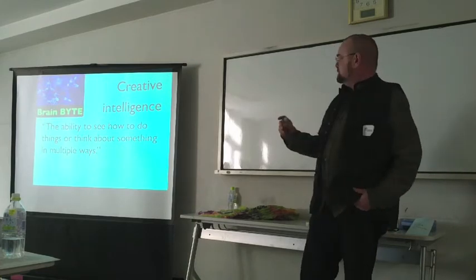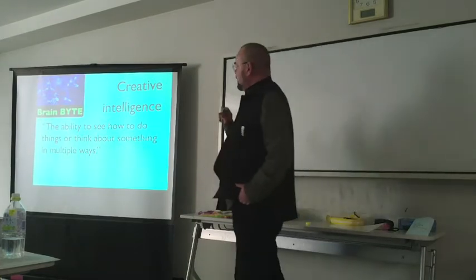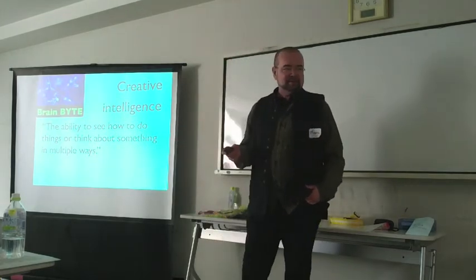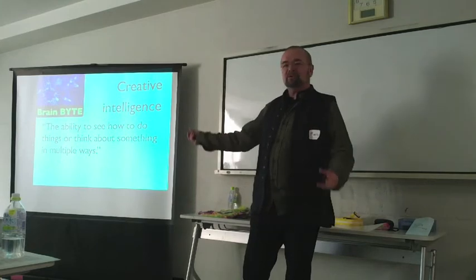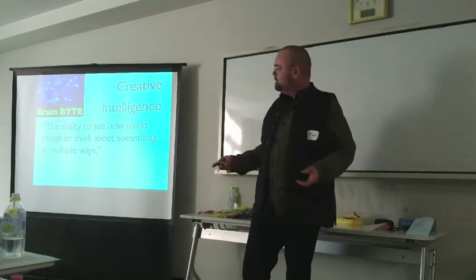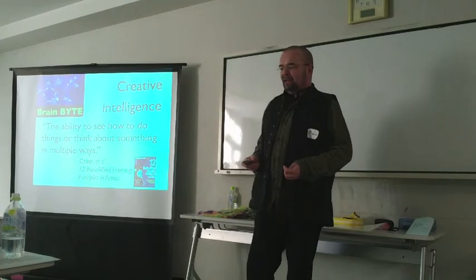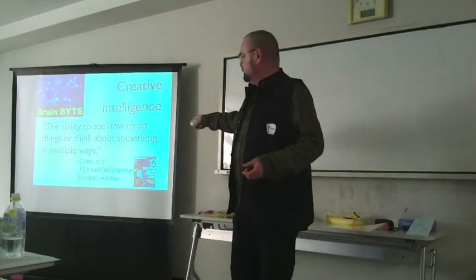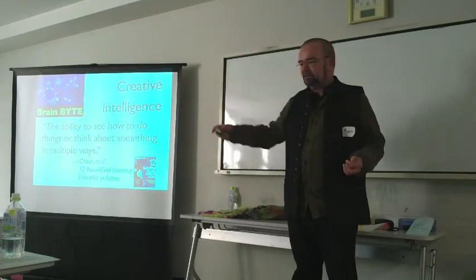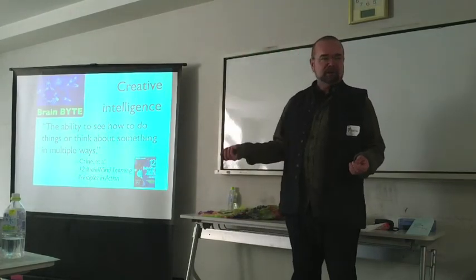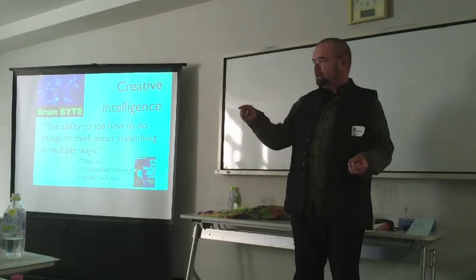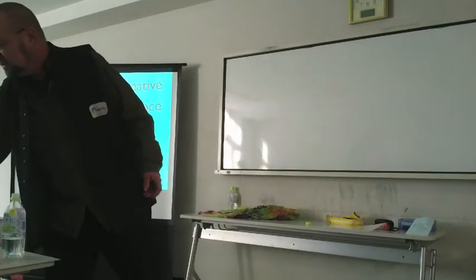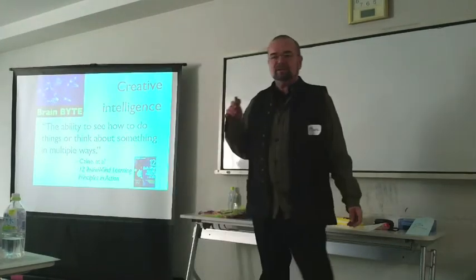Creative intelligence is the ability to see how to do things or think about something in multiple ways. It's similar to multisensory, isn't it? Looking at things, understanding things in different ways. And I came across a great bit from, what's his name, the scientist Neil deGrasse Tyson. Do you know Neil deGrasse Tyson? He's probably America's most famous scientist right now. And I came across this great bit.